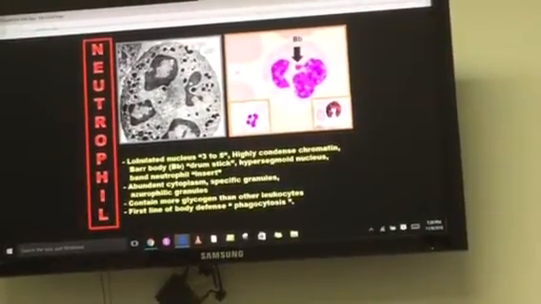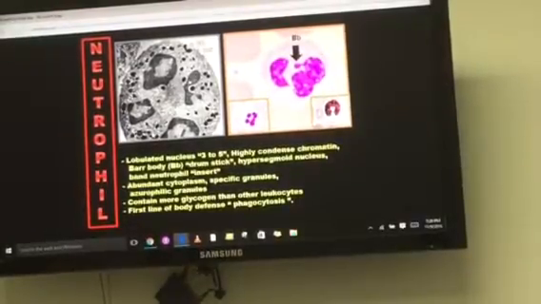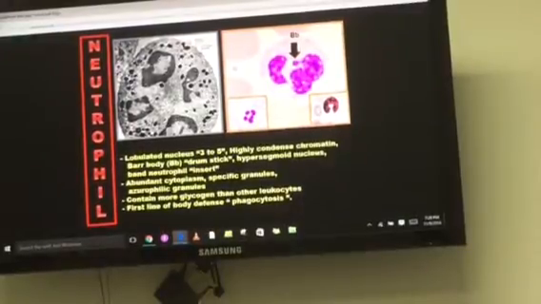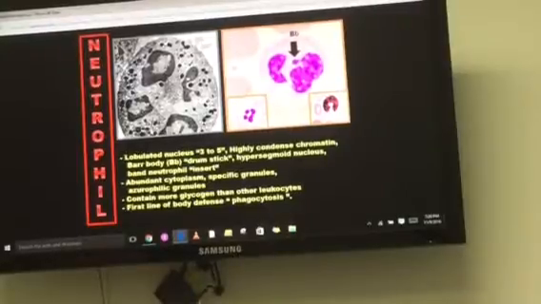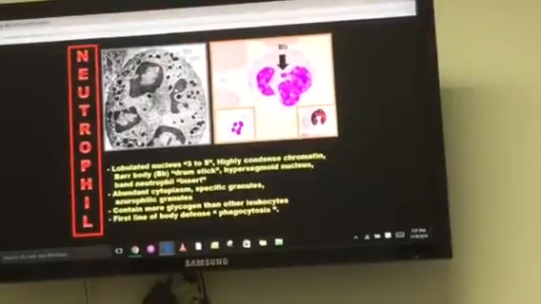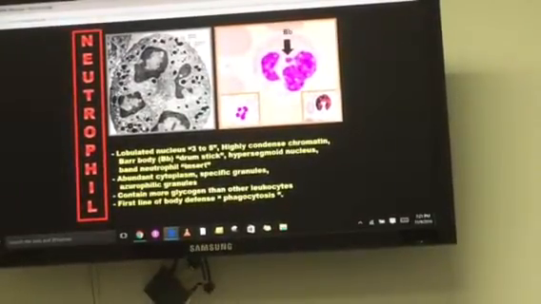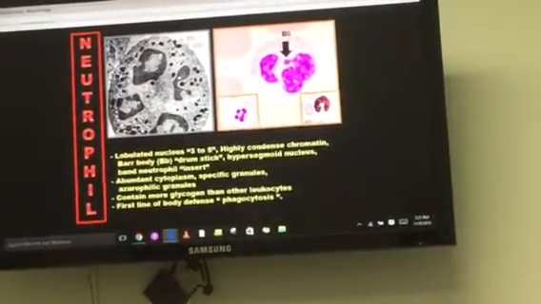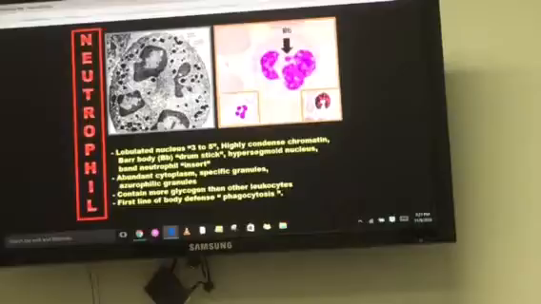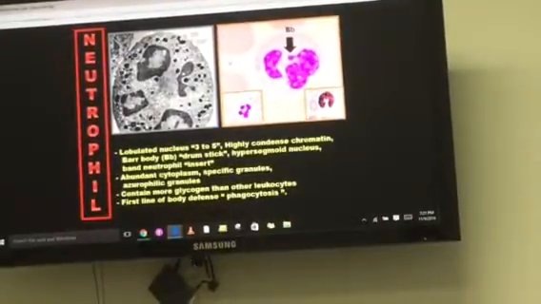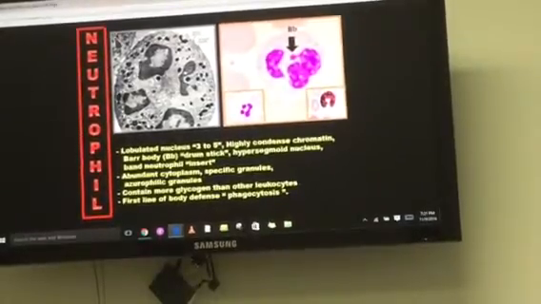And then we have the neutrophils. So lobulated nucleus, 3 to 5 lobes, with highly condensed chromatin. Bar body, drumstick. Does it look like a bar? And hypersegmented nucleus, band neutrophil insert. It's abundant in cytoplasm, specific granules, and also the azurophilic granules, and contains more glycogen than other leukocytes. It's the first line of body defense for phagocytosis.